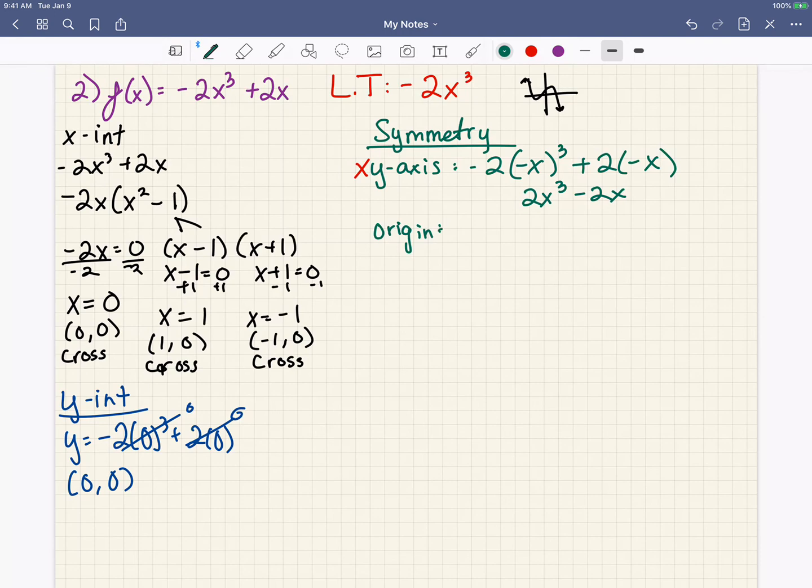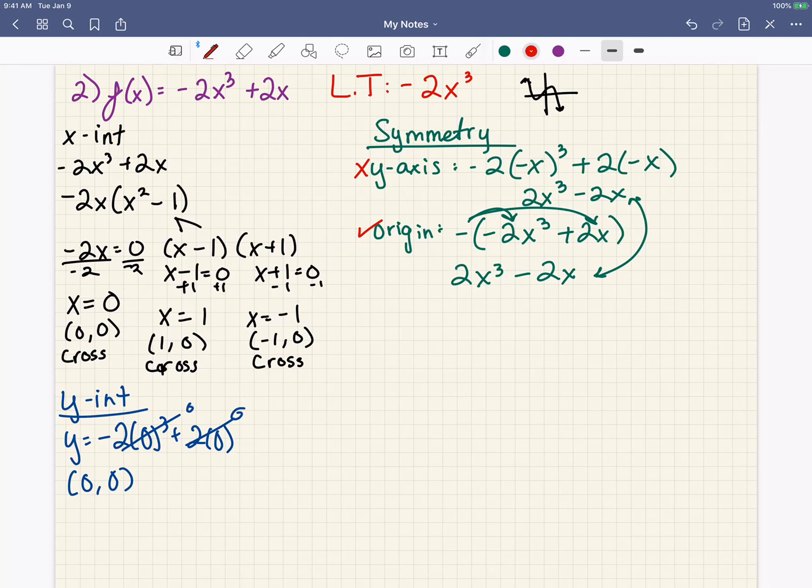So remember, for the origin, I need to have it match up with this one. So it's going to be negative 2x cubed plus 2x. And if I distribute this negative, that's going to be a positive 2x cubed minus 2x. So we can actually see these are equal to each other. So I do have symmetry about the origin. That means they're going to be relatively equal on both sides. But we'll see when we graph that. That's something more you'd notice on the graph itself.